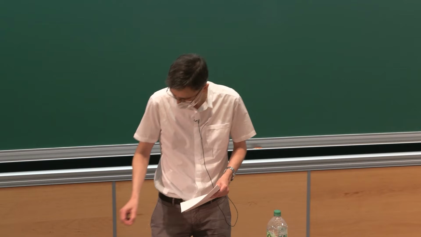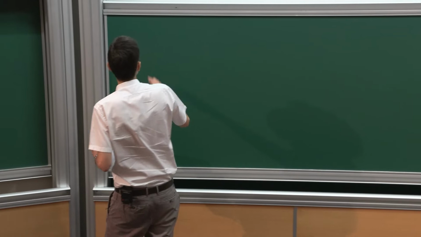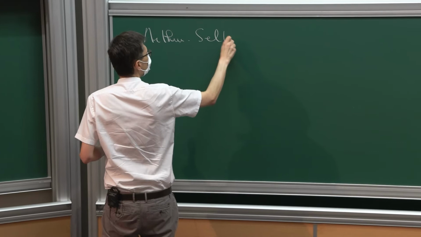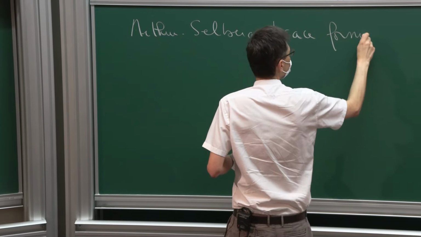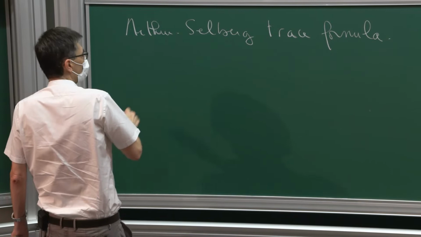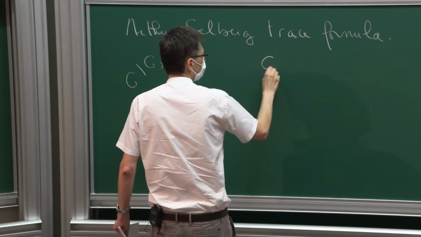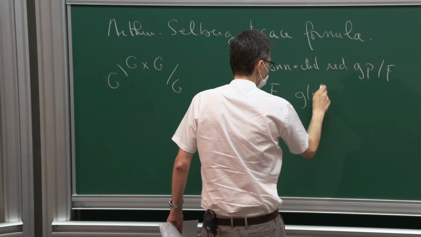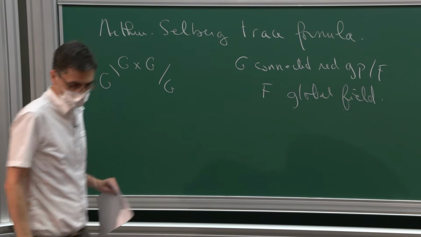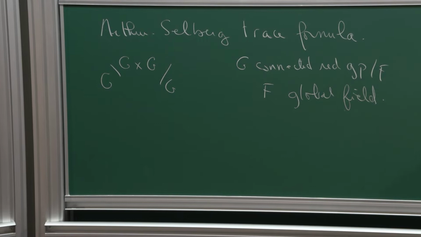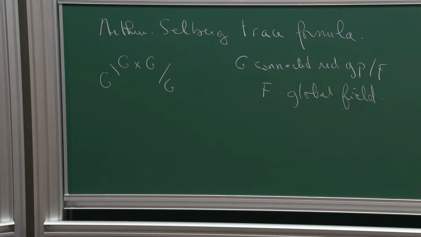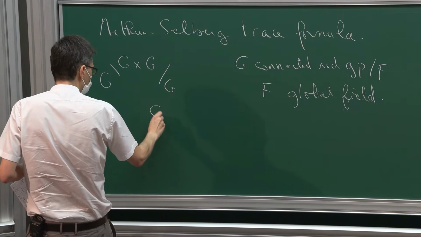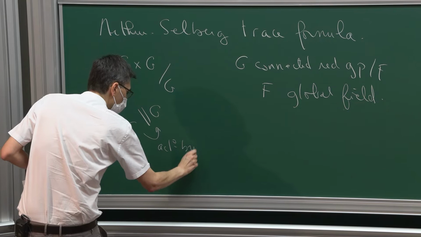So let me begin. With the context, this will be the Arthur-Selberg trace formula. Yesterday I presented this as G×G mod G. So G is a connected reductive group over F, where F is a global field, either a number field or the function field of a smooth projective curve over a finite field. And instead of this double quotient, I prefer to consider the action by conjugation of G on itself.